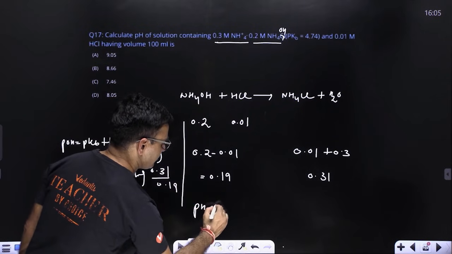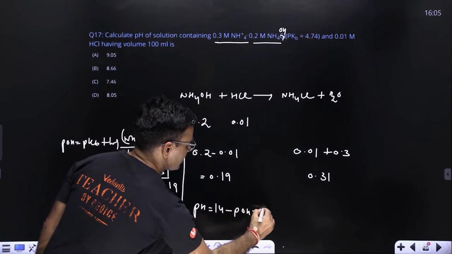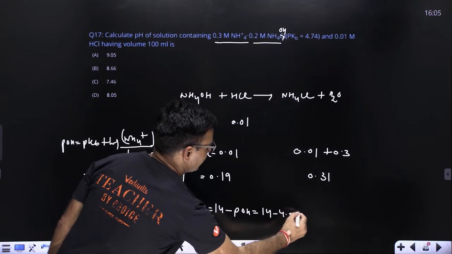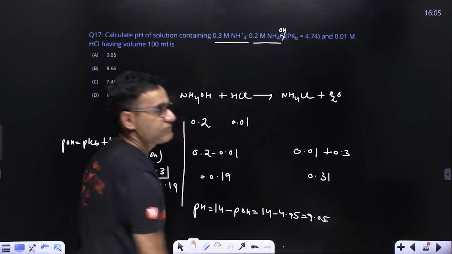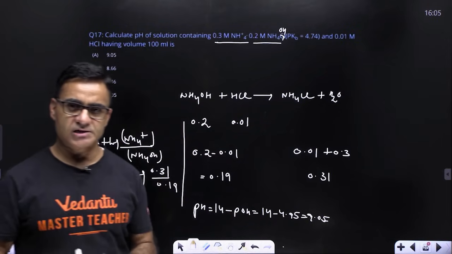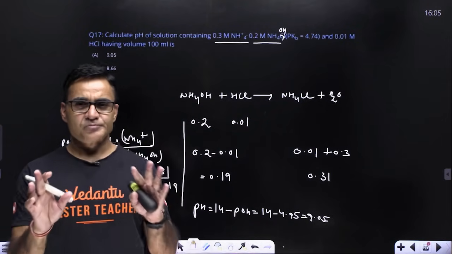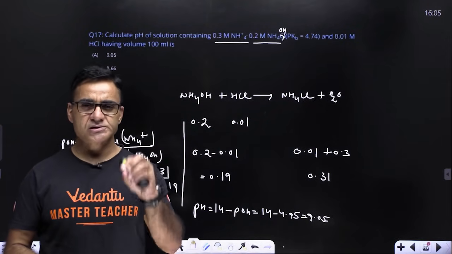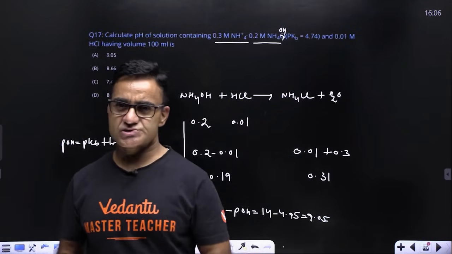Now pH is going to be 14 minus pOH. This comes out to be 14 minus 4.95. So it is 9.05. Right? So this is the final answer of the question. It's a good question where they have applied the concept of adding a strong acid or a strong base in a buffer solution. Okay.